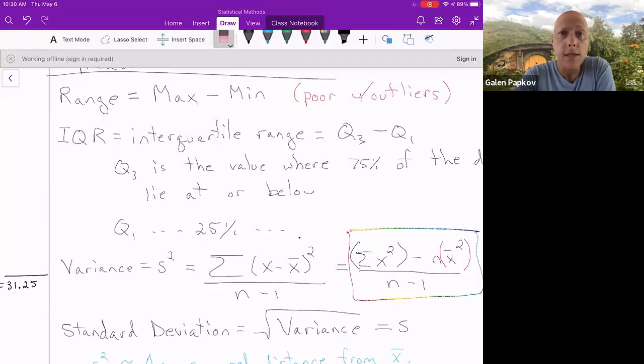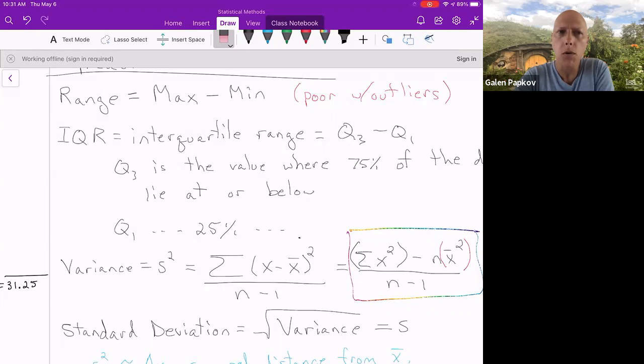Now, it's an easy one to compute, but it's really bad if you have outliers, because obviously your outliers are going to be either really small or really large. So they will be your max and or min. So the range is not robust at all. But then someone came along with a more robust measure, which is the IQR. That's interquartile range, which is the distance between your first and third quartiles.